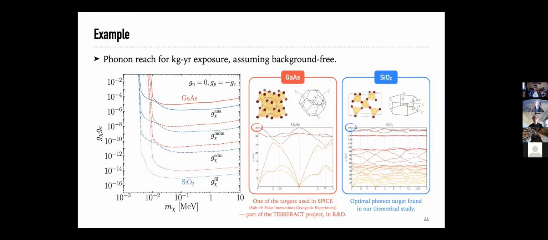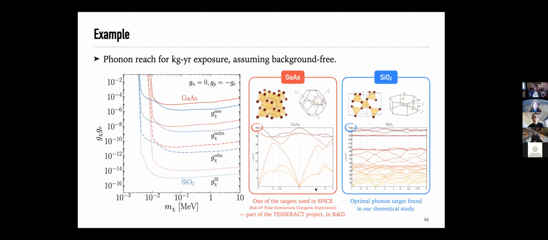For the targets, we consider gallium arsenide and silicon dioxide, also known as alpha quartz. These have highly complementary features. Gallium arsenide has a relatively simple and symmetric crystal structure, and there are just 2 ions per primitive cell. That means we have 6 phonon branches. Remember, each ion can move in 3 directions.